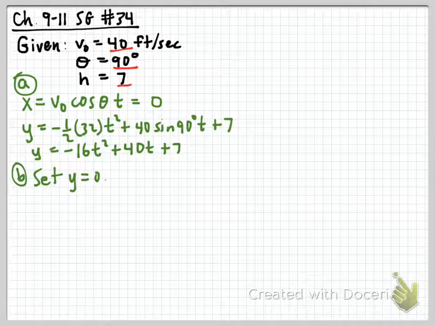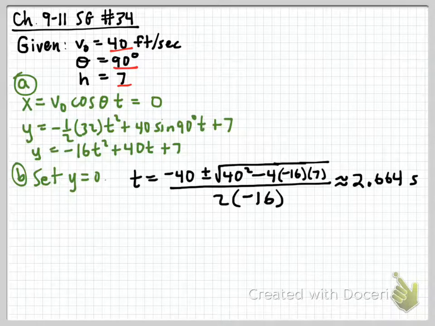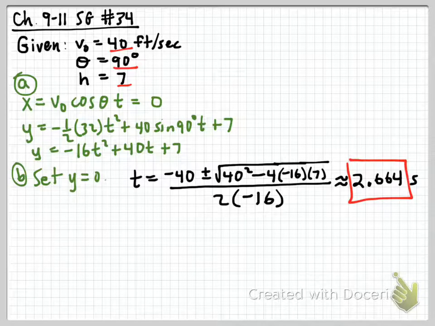When you solve that equation, I'm going to pause this and run it on my calculator. So I just paused the video, set y equal to 0. You solve the equation using the quadratic formula, and the negative 40 minus the square root yields 2.664 seconds. So when t is equal to 2.664, the ball finally hits the ground. That's what the first question says, how long is the ball in the air? That's the 2.664.